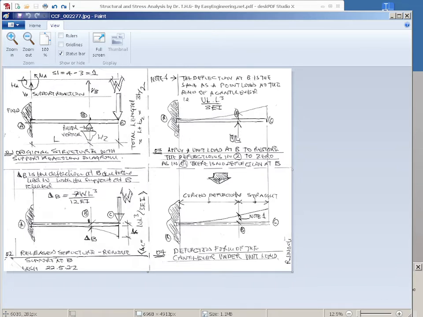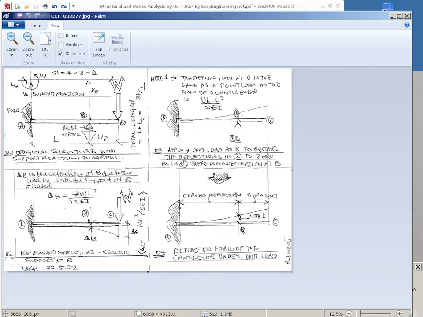So the deflection at B, in my diagram number 3, is the same as a point load at the end of the cantilever, so it's unit load times L. Oh yeah, and L isn't the overall length this time though. L is the distance between A and B. So it's L cubed over 3EI between A and B. So that's my diagram 3.